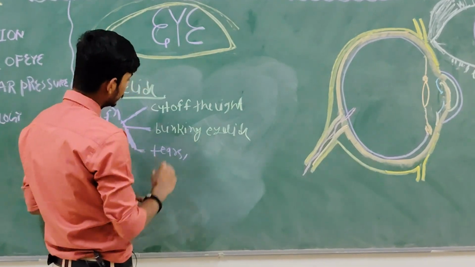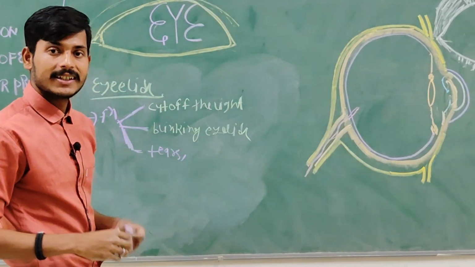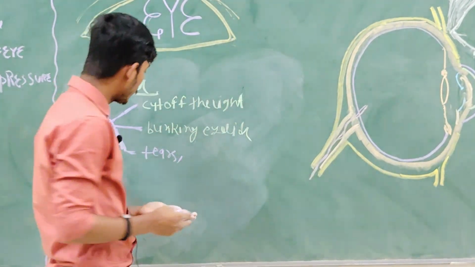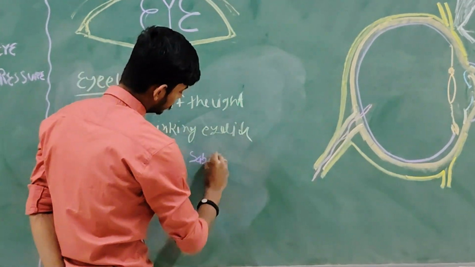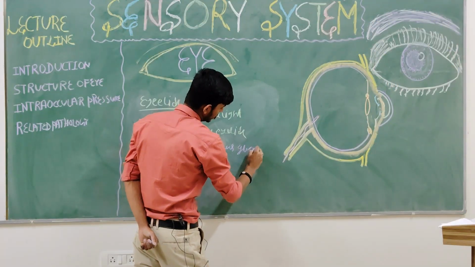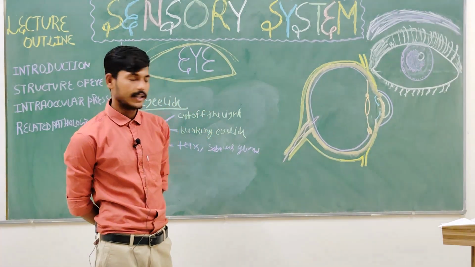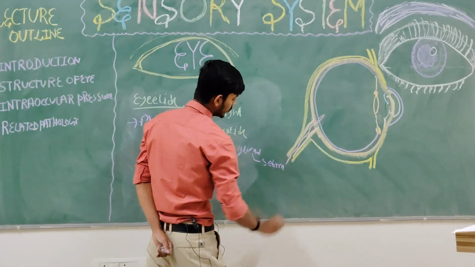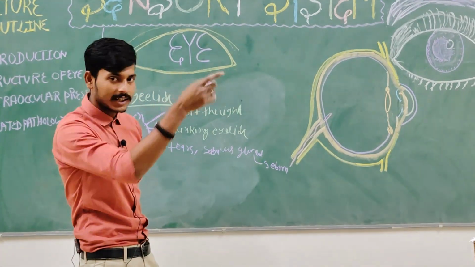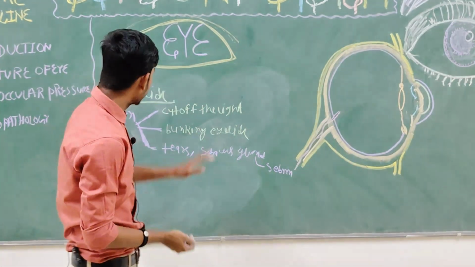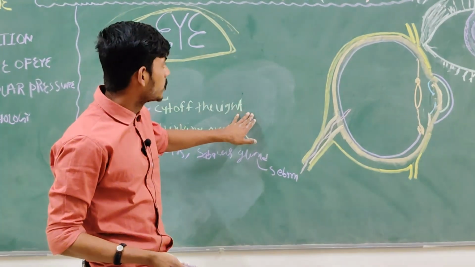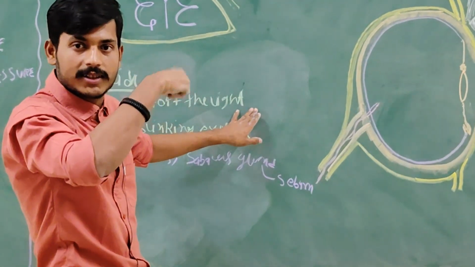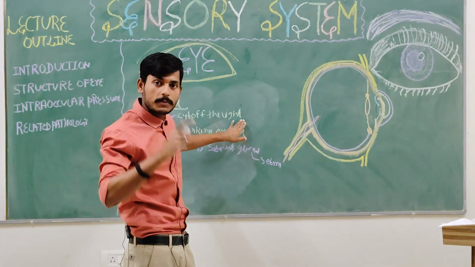And in the eyelid there is the presence of their own secretory gland, that's called the sebaceous gland. Sebaceous gland produces the oily secretion that's called sebum. First I am talking about their function, then I will go with their structure. See, cut off the light. You know that during sleep you have to shut down this eyelid, that's basically a shutter of the eye. So you have to shut down.